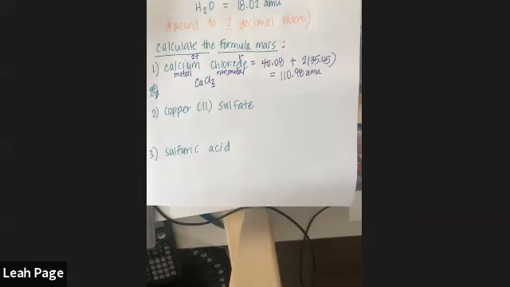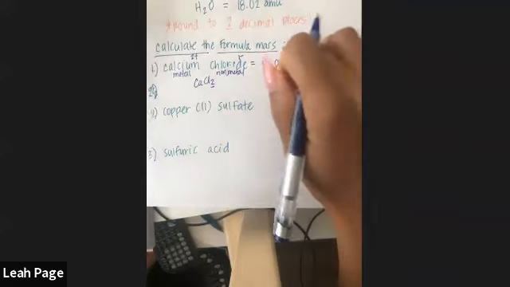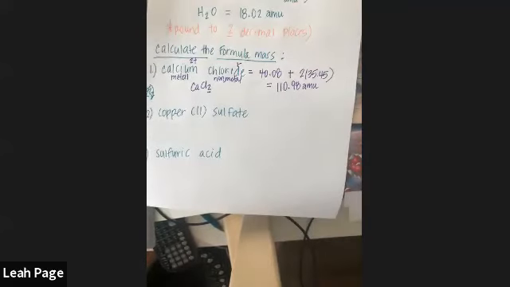I got 111.7. That's why I say we got to round to 2 decimal places. Did you round it? Did you do these 2 numbers? Yeah, I did same.